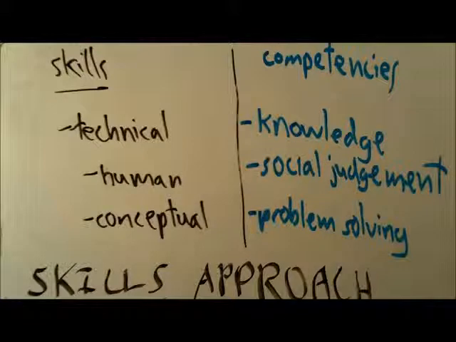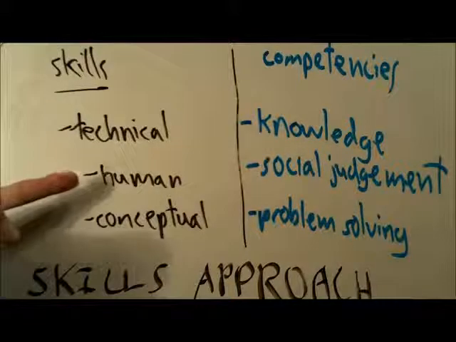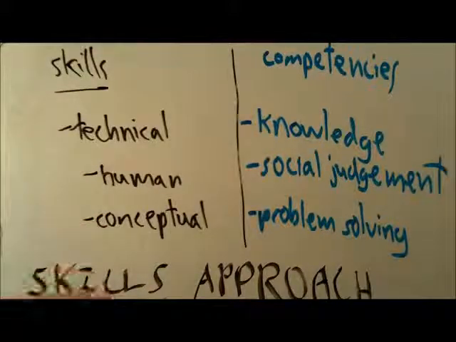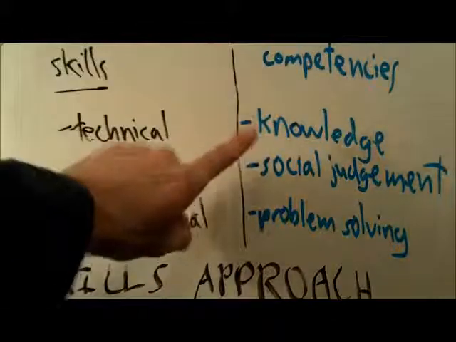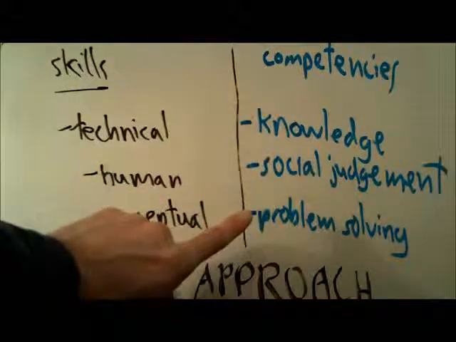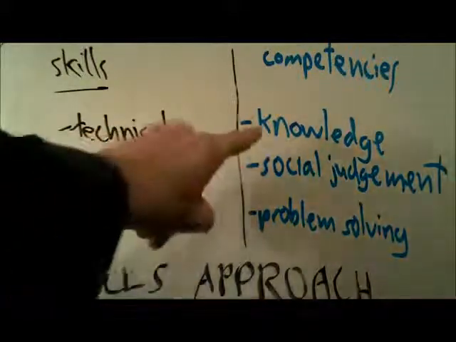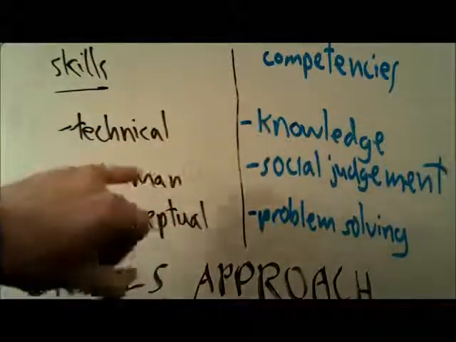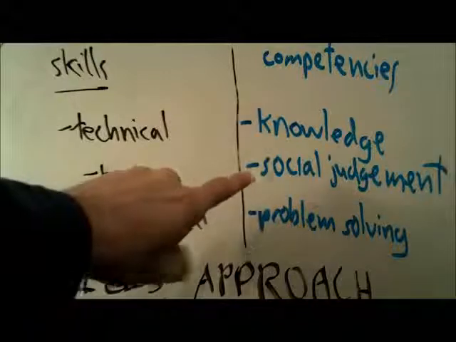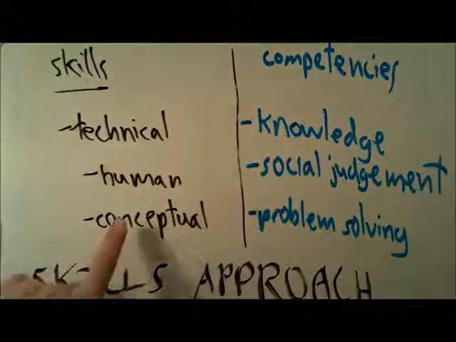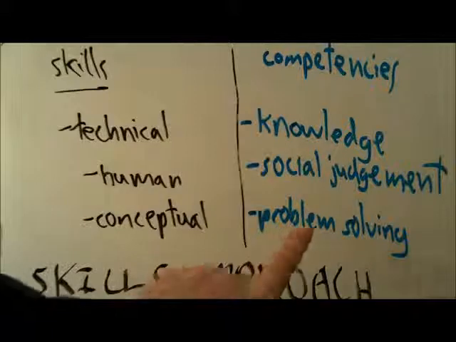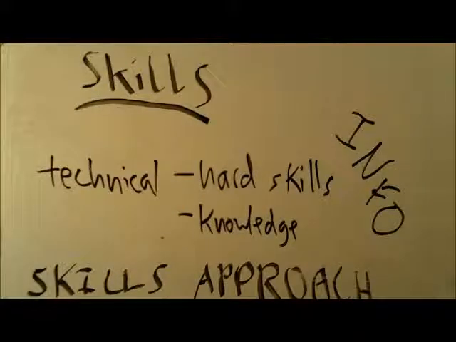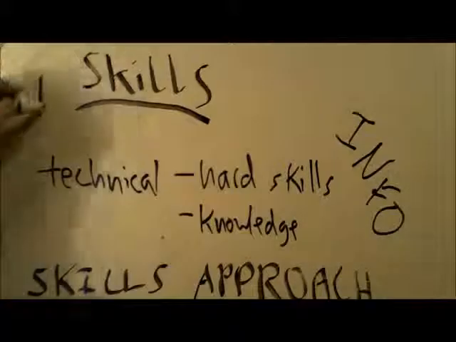So in the skill set, there are technical skills, human skills, and conceptual skills. On the other side of this coin, we have competencies: knowledge, social judgment, and problem solving. So technical skills and being knowledgeable are pretty much the same thing. Having human skills and having good social judgment, pretty much the same thing. And having good conceptual skills and good problem solving, pretty much the same thing. So now I'm going to review the different types of skills.